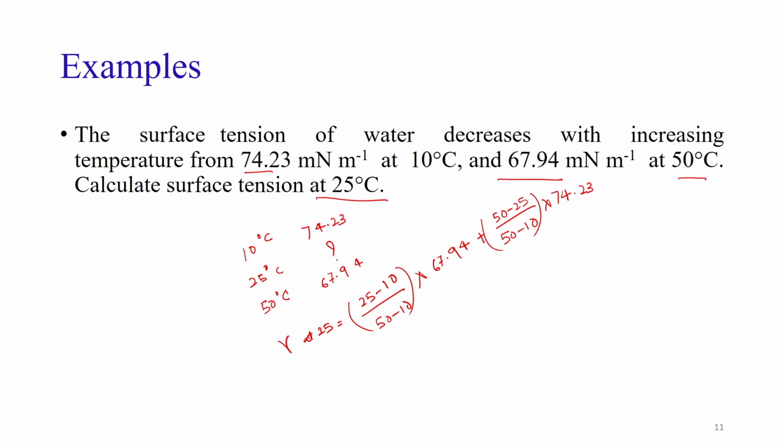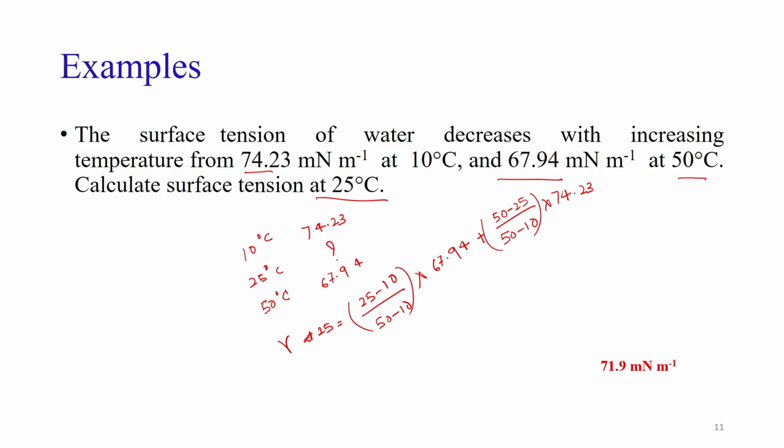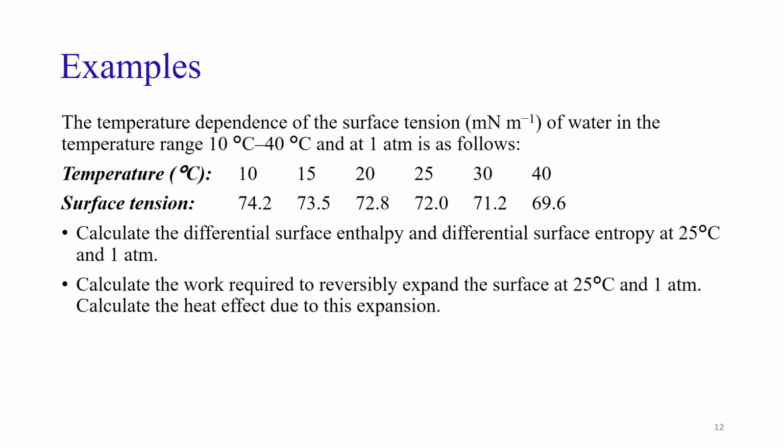So, this is very much simple linear interpolation. We are considering the surface energy changing linearly, or linearly decreasing, with the increase in the temperature. So, its value will come out to be 71.9. So, it is coming of course in between these two values. So, we will see one more example here.